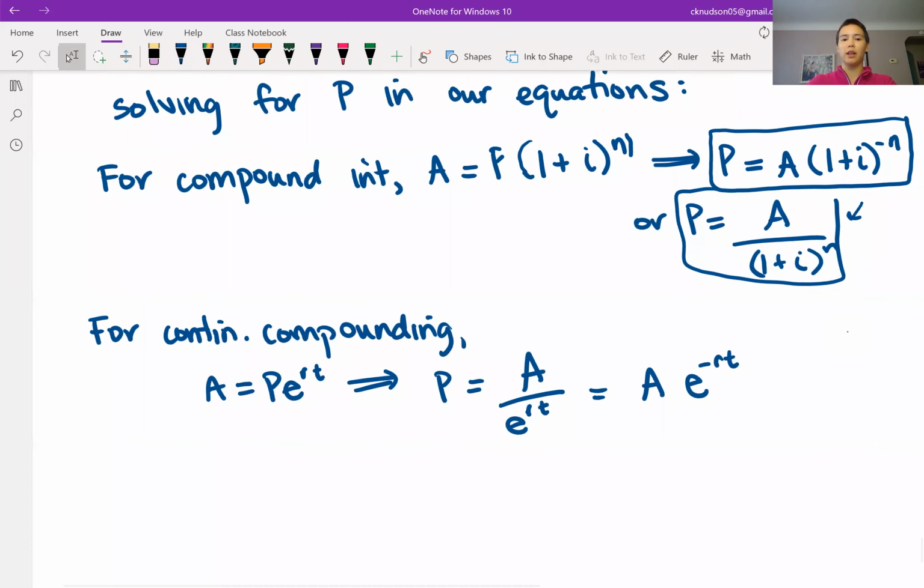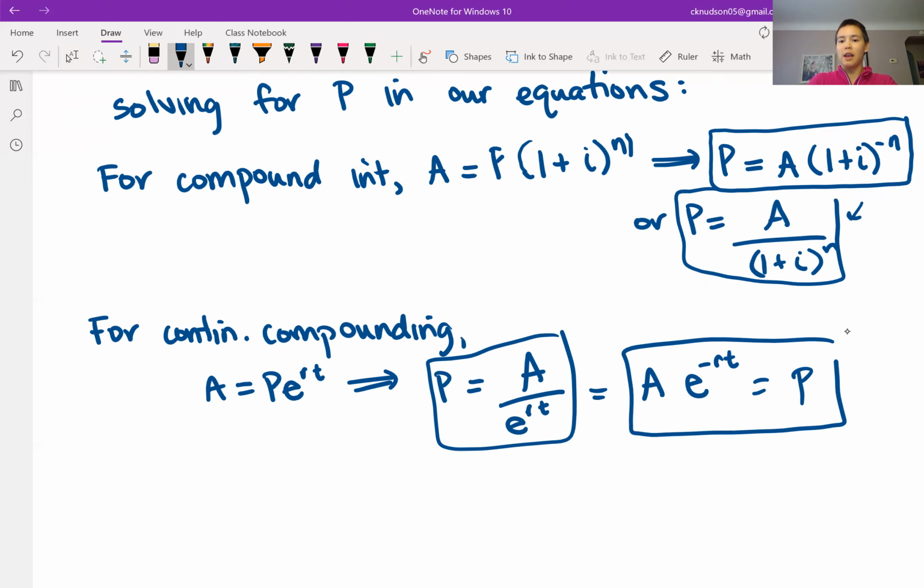For continuously compounding interest, let's do the same process, just solve for P. So start with our original equation, A equals P e to the RT. Solve for P by dividing both sides by e to the RT. So we have P equals A over e to the RT. And again, we can either keep it written like this, or we can write it like this. P equals A times e to the negative RT. These two things are the exact same. Okay, so those are our present value formulas. And again, we get those just by taking our equations that we've been working with and solving for P.